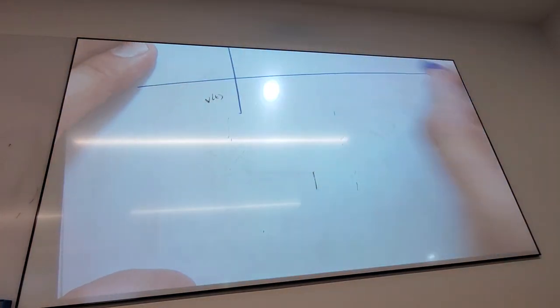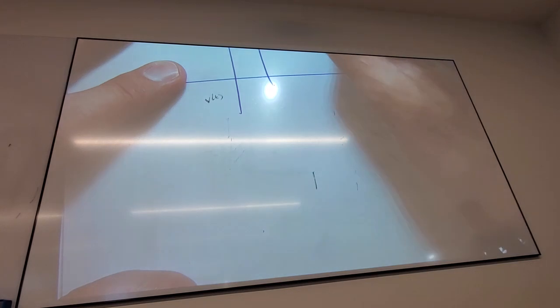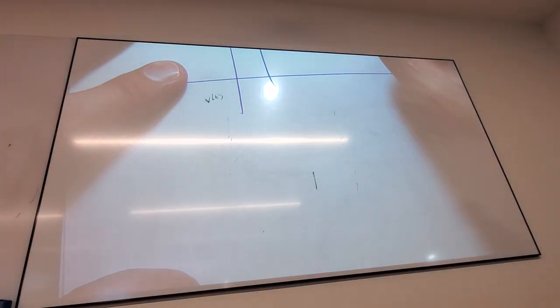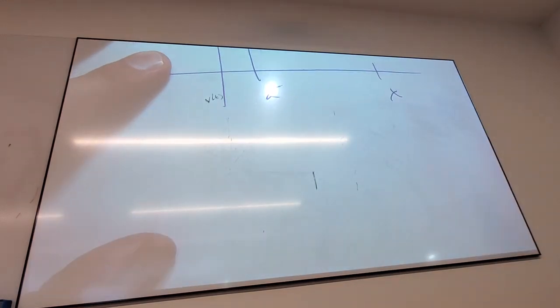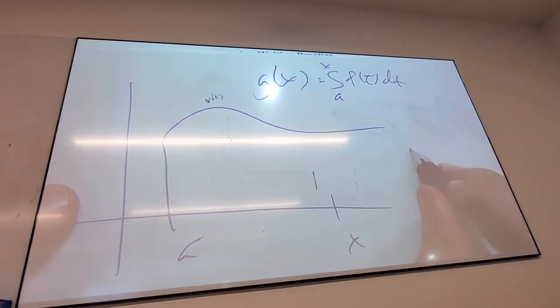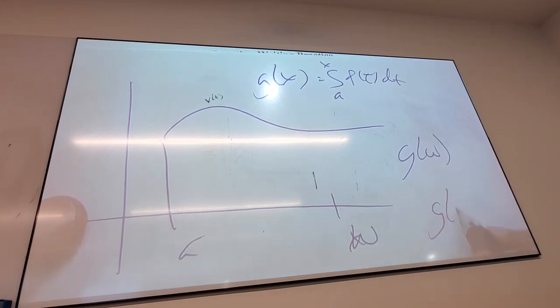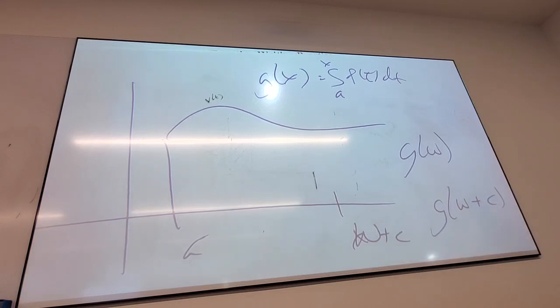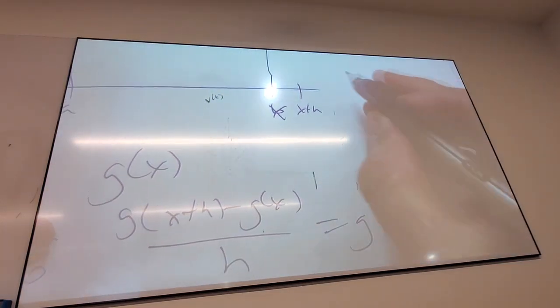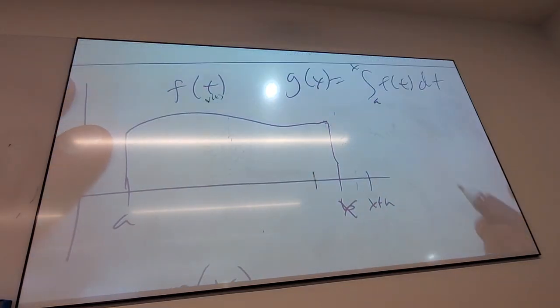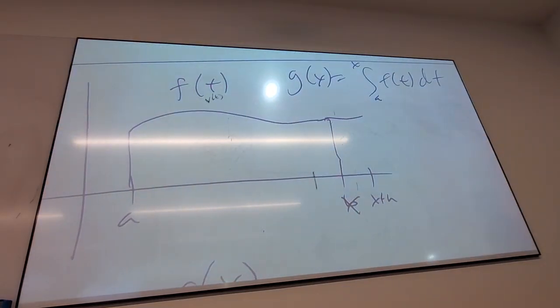If I have f of t, and I want to represent g of x, I would go up to x, correct? How would I represent g of w? I'd go up to w, yes? How would I represent g of w plus c? I go up to w plus c. Okay. So how do I represent g of x plus h? I go up to x plus h, right? So this is doing whatever it's doing. You guys with me? Alright, let me stop for a minute.